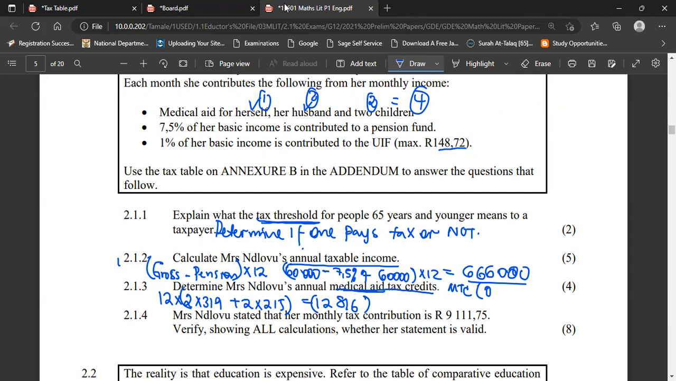Mrs. Ndlovu stated that her monthly tax contribution, take note of that, she's looking at monthly. Yet for us, the values we're dealing with are annual, simply meaning you look for the annual tax paid divided by 12. Then the person says the monthly tax contribution is 9,111 rand 75 cents. Verify showing all calculations. Now, we know the taxable income, but which bracket does it belong to?